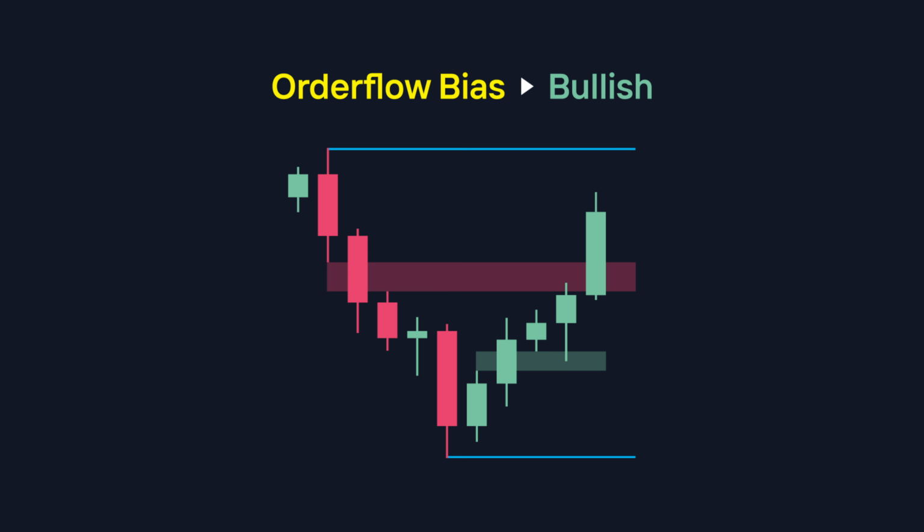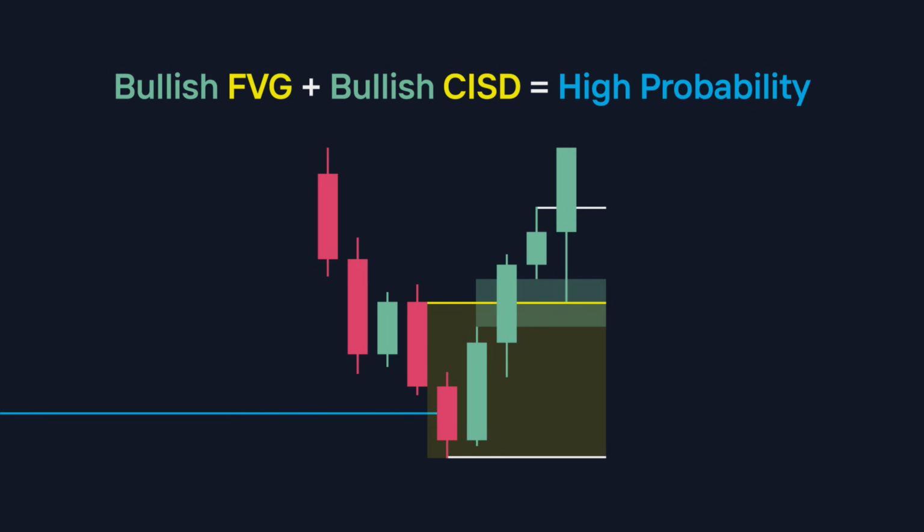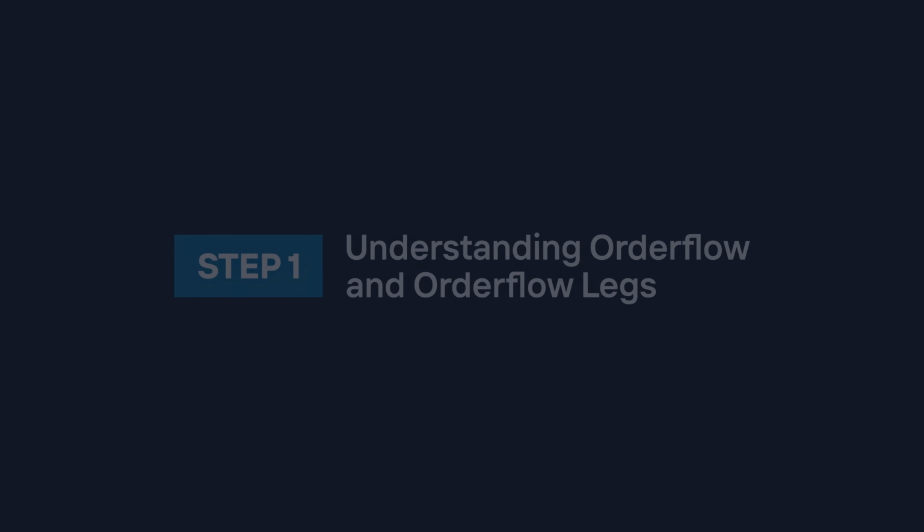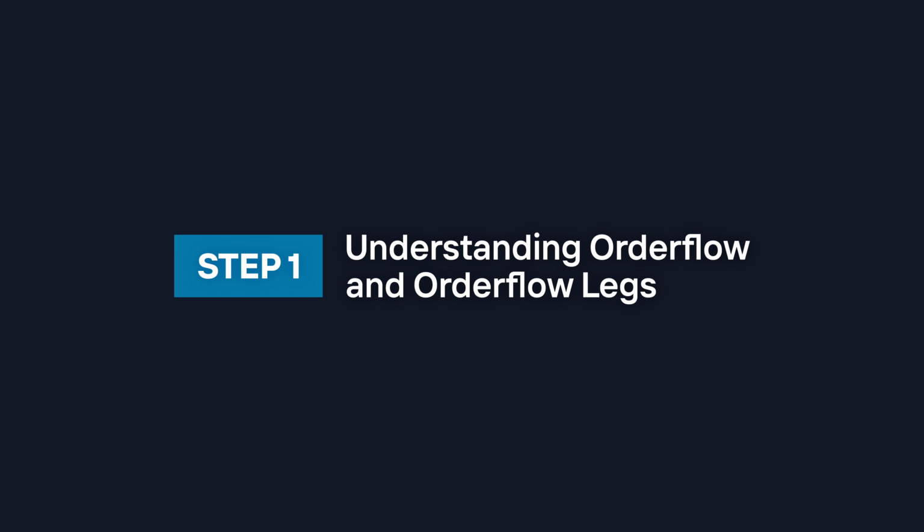So, in this video, we are going to cover what orderflow legs are, how we use them to read the directional bias of each timeframe of a chart, as well as the criteria we use for pinpointing the highest probability FVG and iFVG trade setups. So let's waste no time and move on to the first step, which covers the definitions and criteria for both order flow and order flow legs.